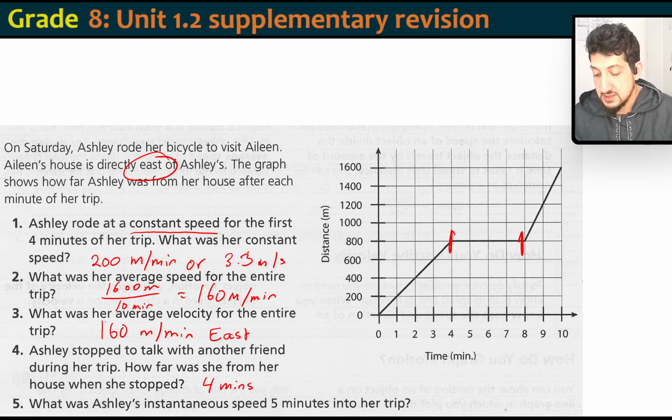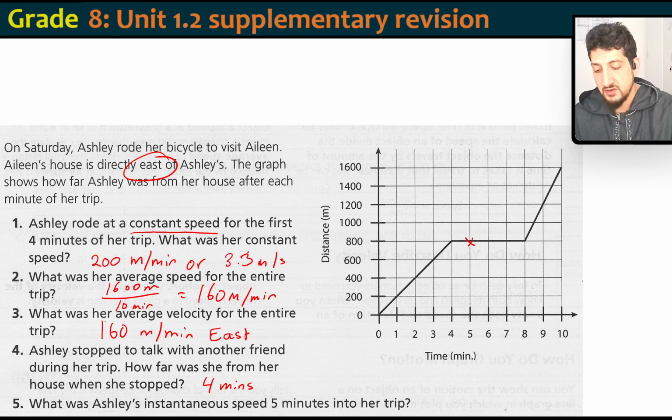And what was Ashley's instantaneous speed 5 minutes into her trip? What is instantaneous speed? Now remember, we've got average speed, which is the speed for the entire trip: total distance divided by total time. Then we've got something called instantaneous speed. The word instantaneous means at that instant. So at exactly 5 minutes, what was her speed?